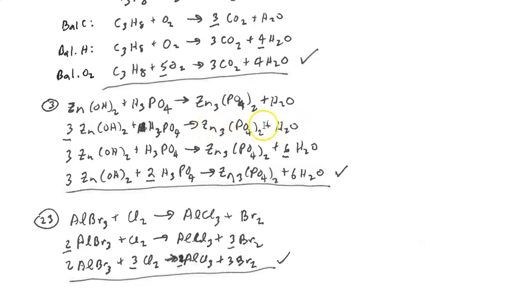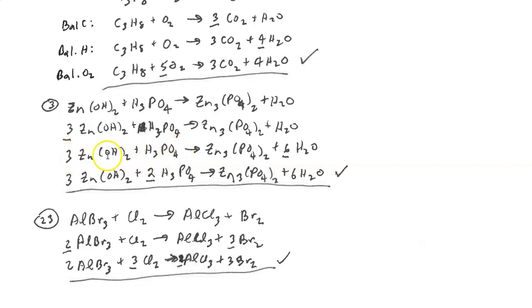How many oxygens do I have over here that are not in a phosphate? Well, I have 1. So how can I fix that? Well, I can put a 6 in front of the H2O. 6 H2Os gives me 6 oxygens here, 6 oxygens here. So we fixed it. Okay?